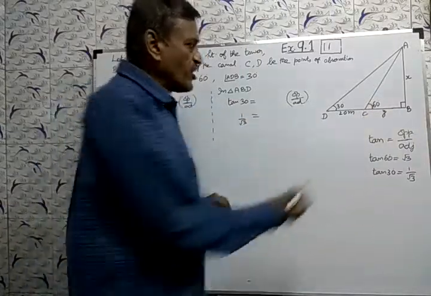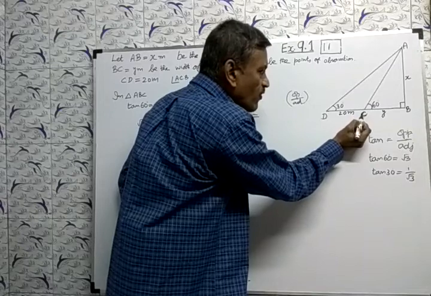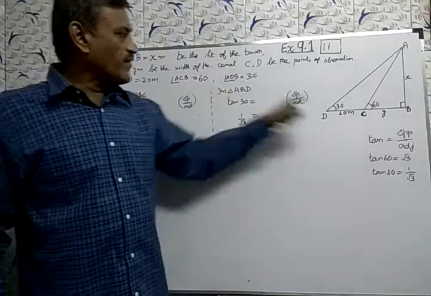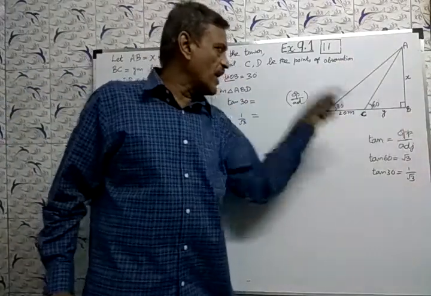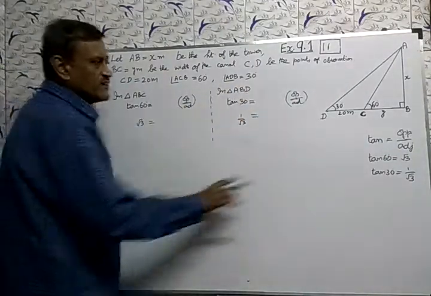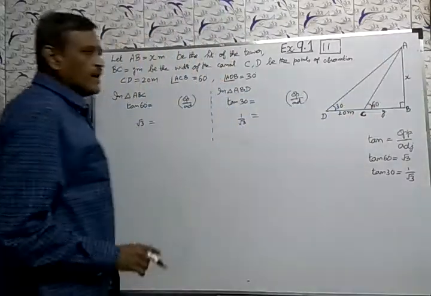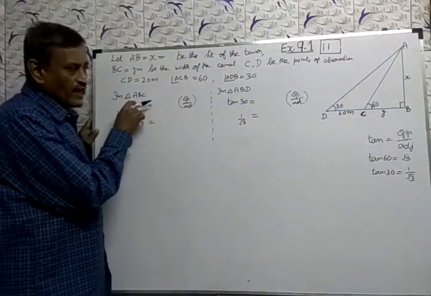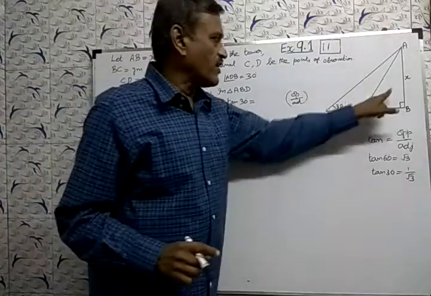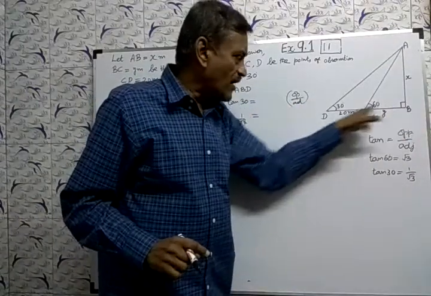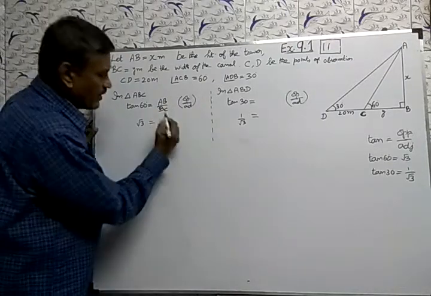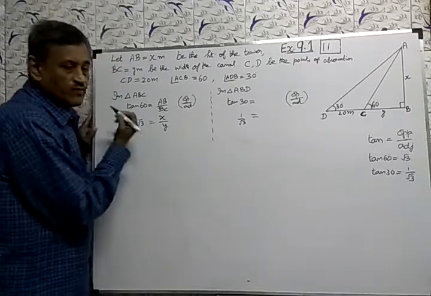Now C and D are the observing points. Angle ACB is 60 degrees and angle ADB is 30 degrees. I take the two triangles. First, triangle ABC. In triangle ABC, tan 60 equals opposite by adjacent. Opposite is AB, adjacent is BC, so tan 60 equals AB by BC, that is x by y.